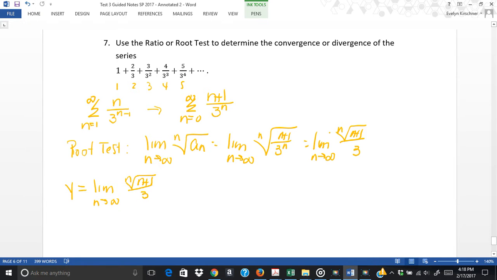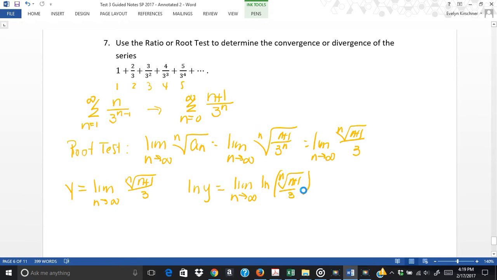Why? Because I want to get rid of the exponent. And we've done this before a long time ago. If I want to get rid of the exponent, the best thing to do next is take the natural log of both sides. So that tells me that the natural log of y is the same as the limit as n goes to infinity of the natural log of this thing here.